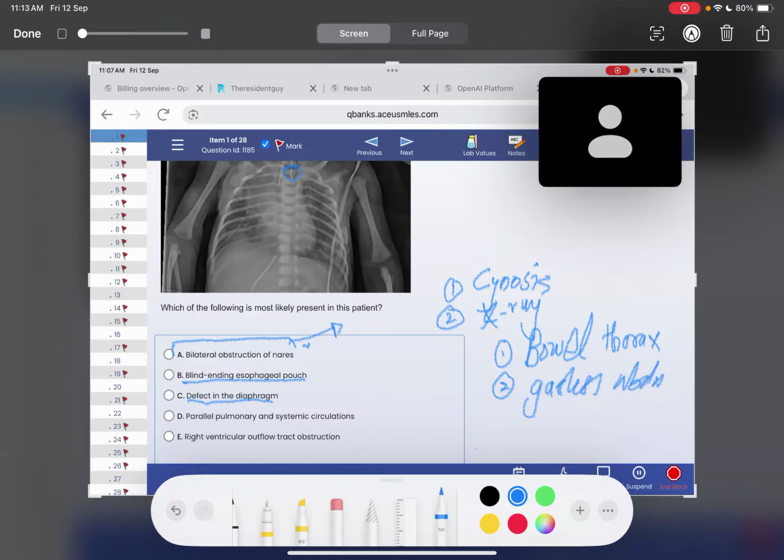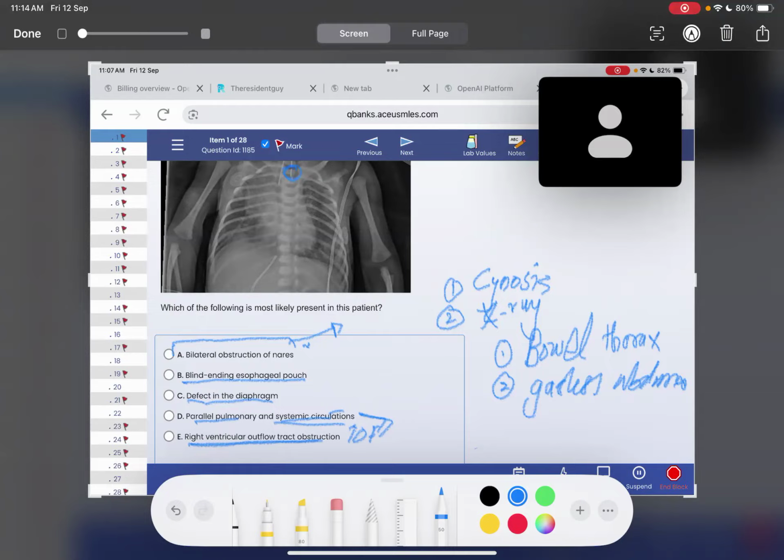Parallel pulmonary and systemic circulation, and right ventricular outflow tract obstruction, are the most common presentations here. Right ventricular obstruction is tetralogy of Fallot, and parallel pulmonary and systemic circulation is basically transposition of the great vessels. It is not associated with endotracheal tube insertion. Whenever you put a tube, it is not blocking these two things. So I think you have got your answer.